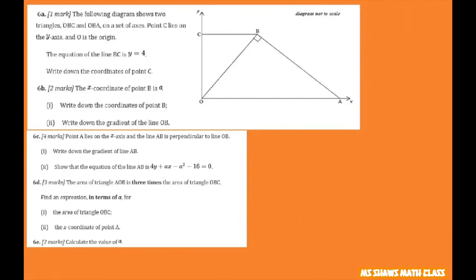Hi everyone. The following diagram shows two triangles, OBC and OBA, on a set of axes. Point C lies on the y-axis and O is the origin. So basically what we're going to do is answer these 5 questions, and this is a review for the IB exam for gradient functions, gradient of linear functions. So the first one, let's look at that.